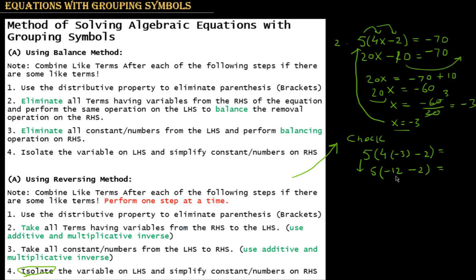So 5 multiplied by minus 12 is minus 60. 5 multiplied by minus 2 is minus 10. And this becomes minus 70, which is equal to the original value on the right hand side. So we solved the equation on the left hand side and we reached the same value which was on the right hand side. So it means our answer is correct.